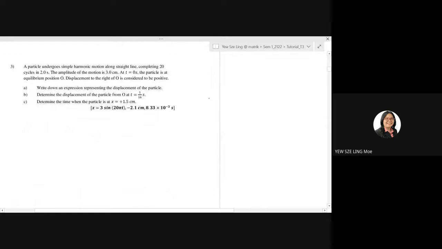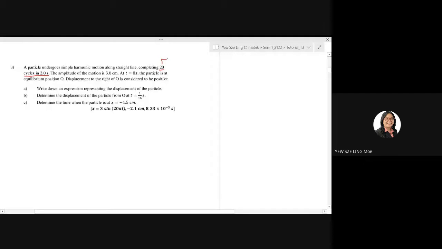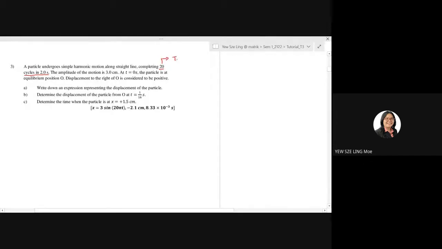Question number 3. A particle undergoes simple harmonic motion along a straight line, completing 20 cycles in 2 seconds. This statement is very important. Why? It tells you about cycles. 20 cycles in 2 seconds means you can use this information to calculate the period. So 1 cycle equals how many seconds?